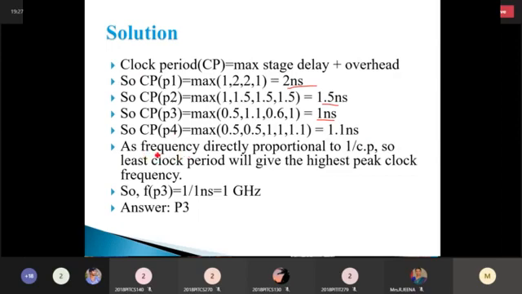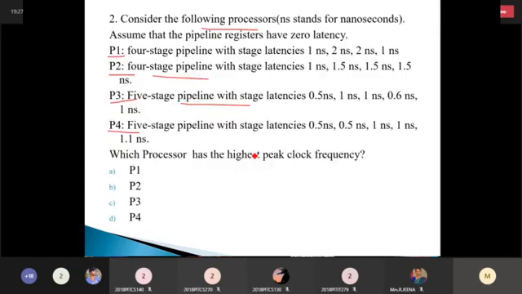So here frequency is directly proportional to 1 by CP, that is the clock period, or we can say frequency is inversely proportional to the clock period. So the smallest clock period will give the highest peak clock frequency. So f of P3 is 1 by 1 nanosecond, which gives 1 gigahertz. So here we can go with the option P3, that is option C.